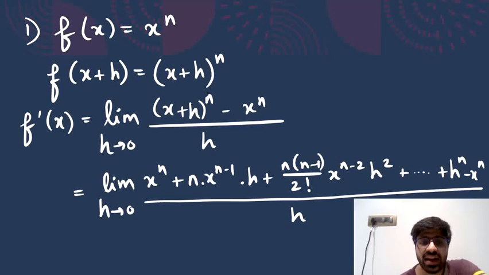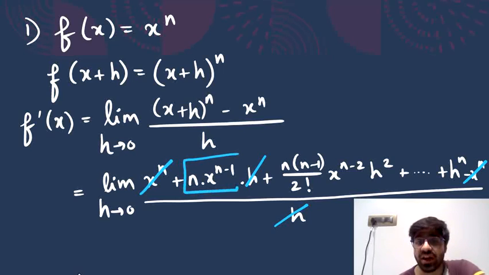You can see it very clearly that x power n minus x power n gets cancelled, and now every term in the numerator is having at least one h along with it. So if you take out one h common from all the terms and cancel it with this h in the denominator, then what you will be left with is something like this. H gets cancelled here, h gets cancelled here, and this term does not have any h left over with it. You can cancel one h from this term. But when you do that, this term will have h.